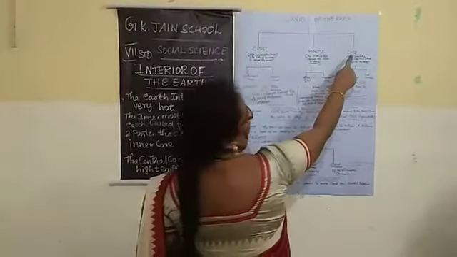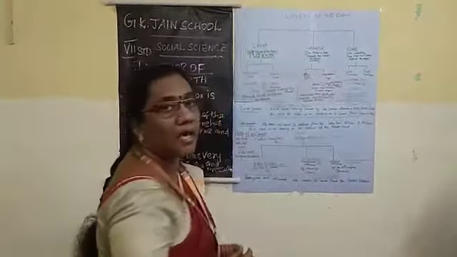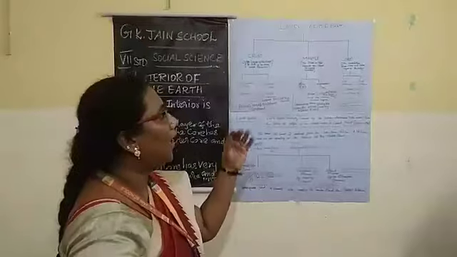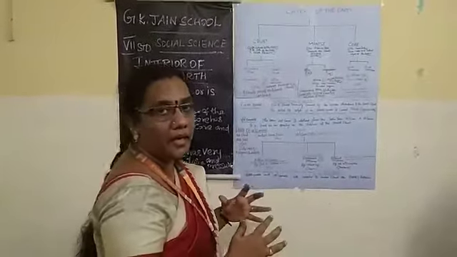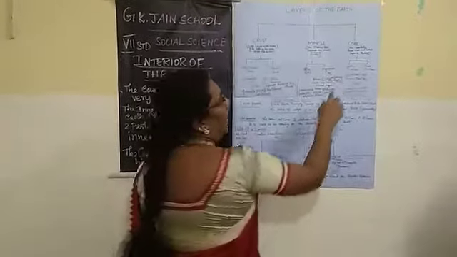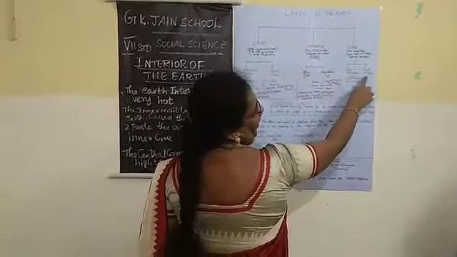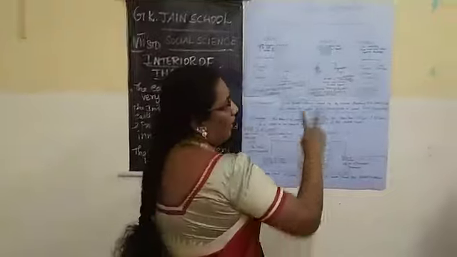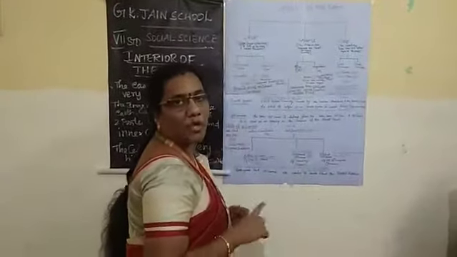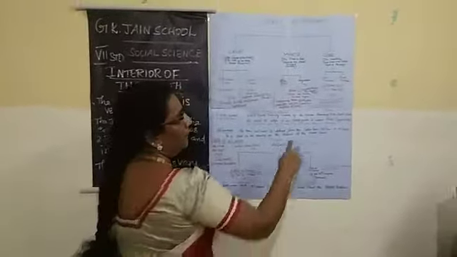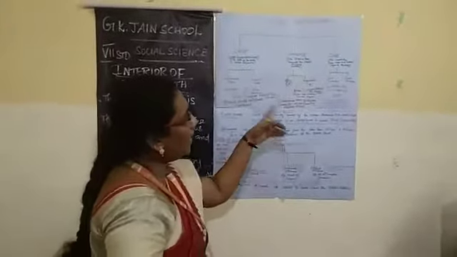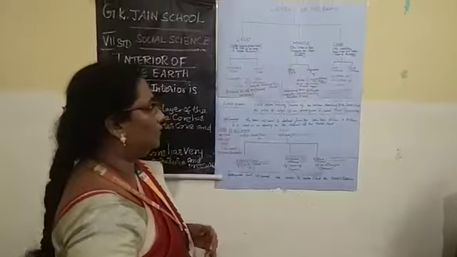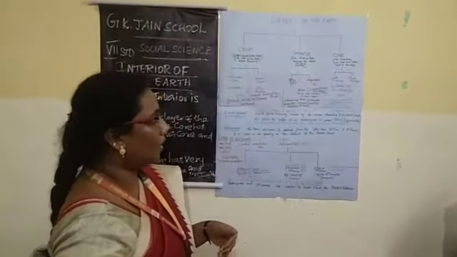Now the third one is the core. The core is the innermost layer of the earth and the hottest layer of the earth. So the interior is very hot. Core can be classified into 2 types, solid and liquid: the solid inner core and the liquid outer core. Nickel, Ni, is in the inner core. Then iron is in the outer core.